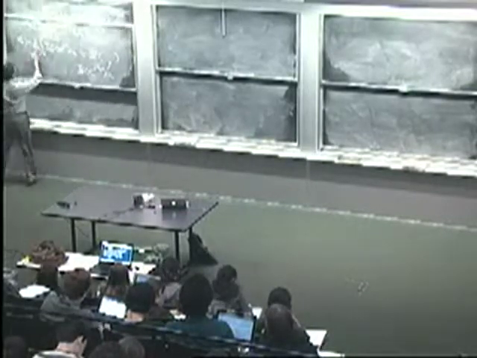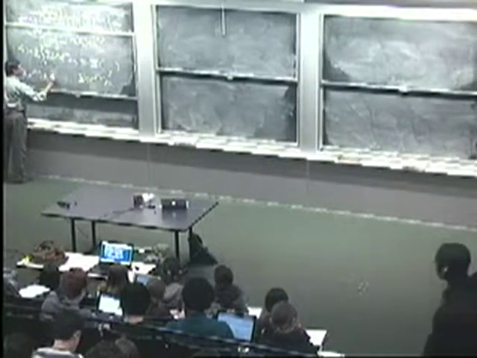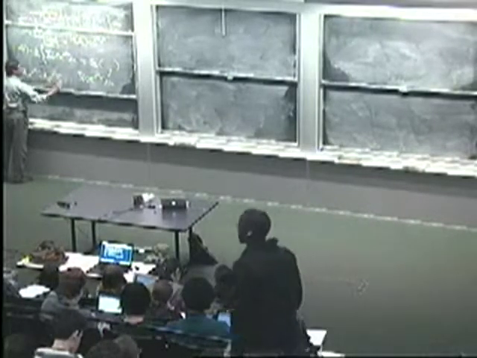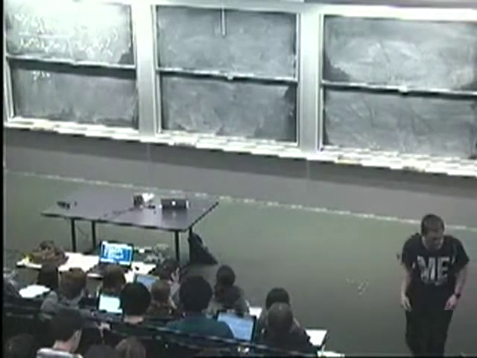What if instead of this I had a1 e to the j omega 1 n plus a2 e to the j omega 2 n going in? Suppose that had gone in. What would be coming out? Folks, we're just 2 weeks from a quiz here.